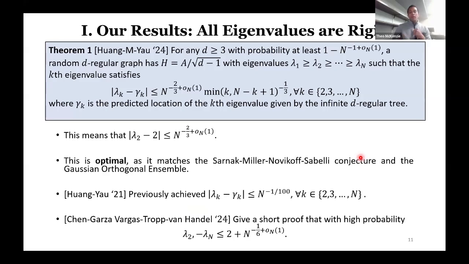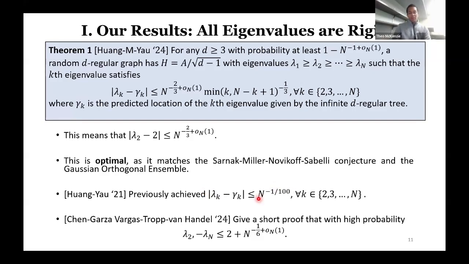Okay, so the point is that this rate of fluctuation is actually optimal. This matches what was conjectured in these computer tests, and also what's given by this other matrix ensemble, the Gaussian orthogonal ensemble, which once again is just like if I just have a random matrix where all of the entries are independent Gaussians.